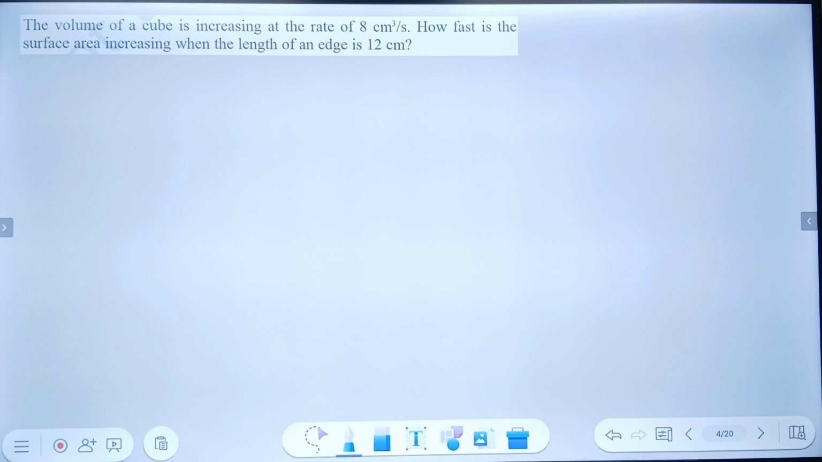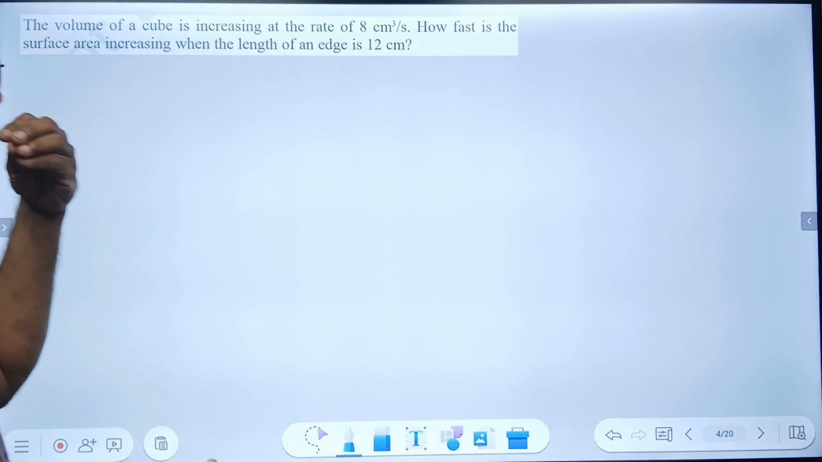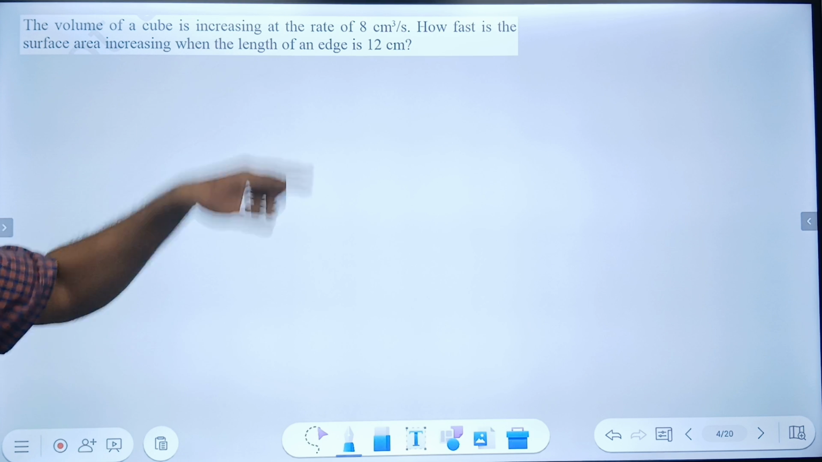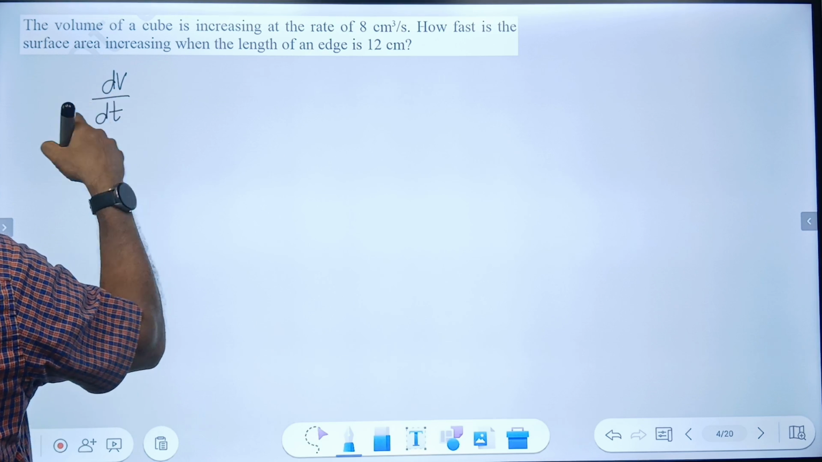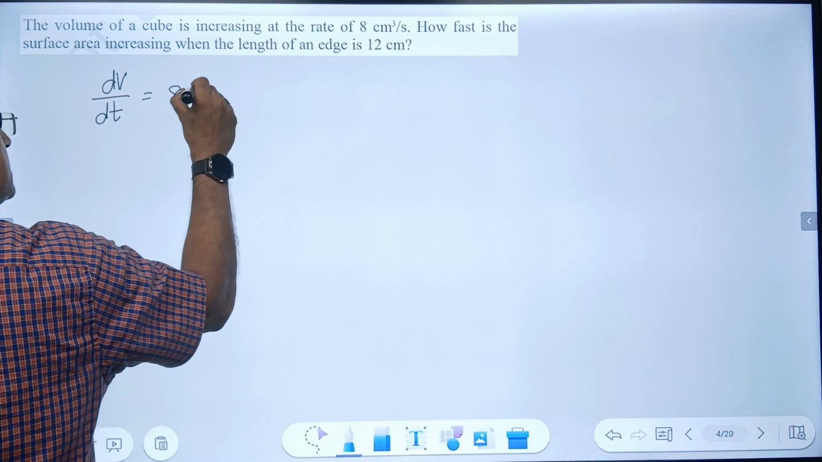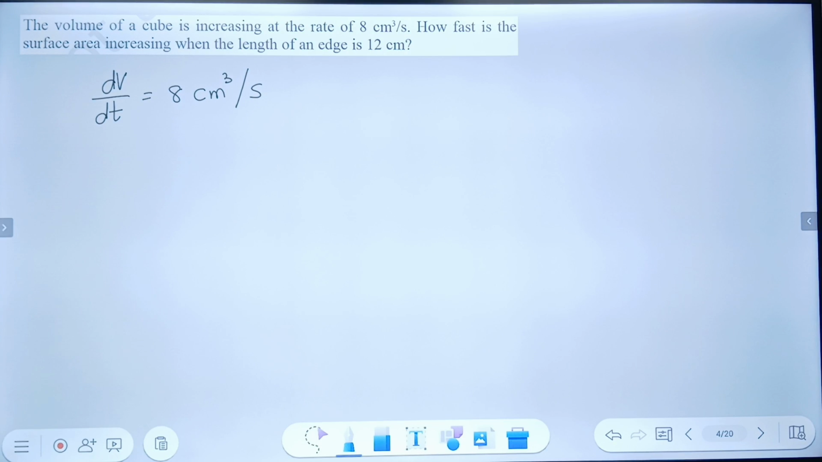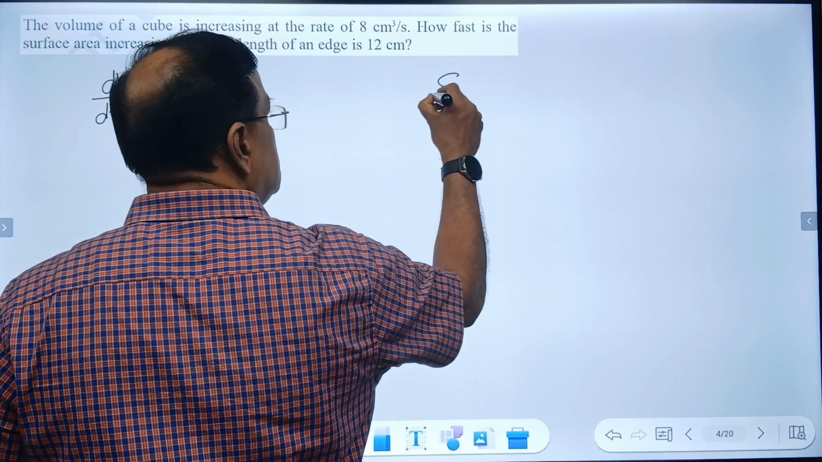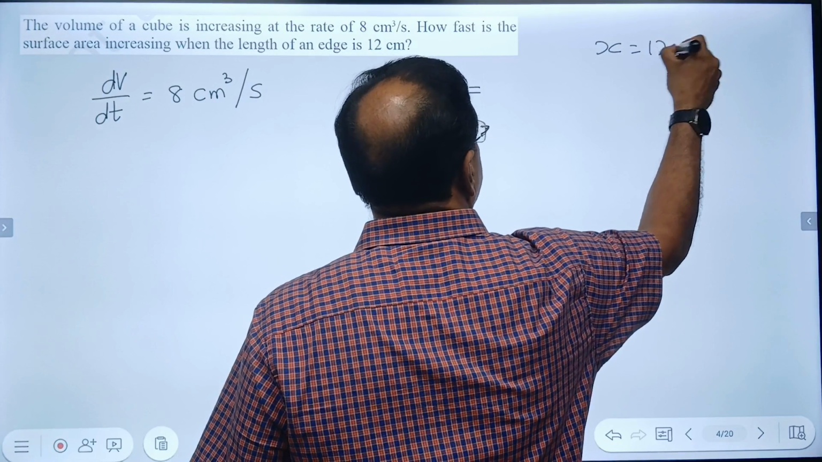Okay, let's go to the next question. The volume of a cube is increasing at the rate of, he has not said increasing with respect to what, but he has made it very clear the increase is happening with respect to time. So the volume of a cube is increasing, that is dV by dt is 8 centimeter cube per second. This is what is given. How fast is the surface area of the cube increasing? I want to know how fast the surface area is increasing when the edge is 12 centimeter.